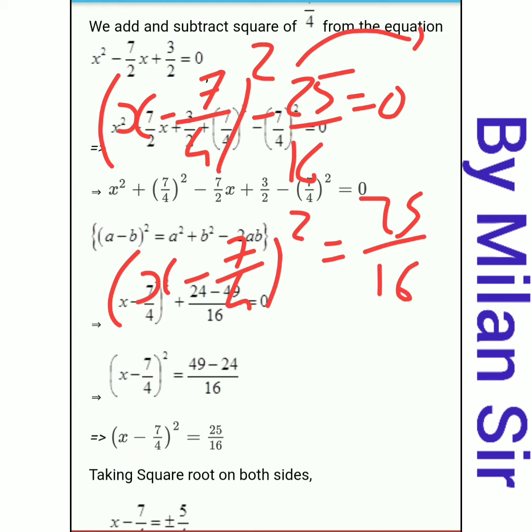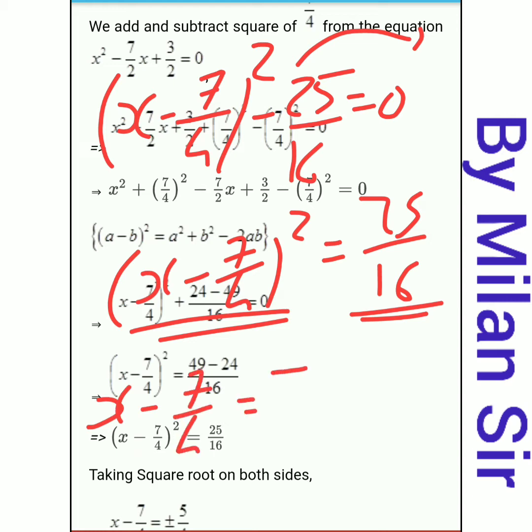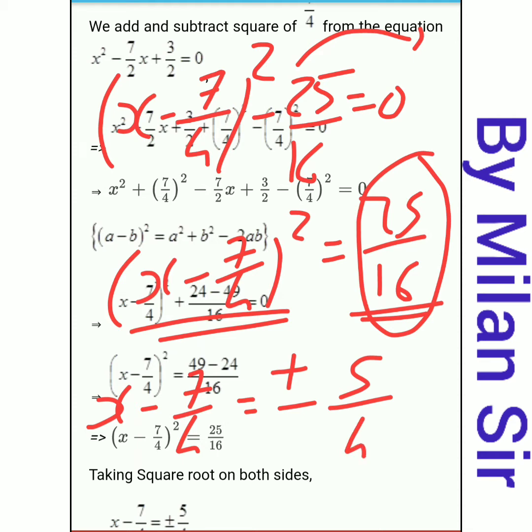Now what we need to do, we need to take the square root on both sides. Here we have (x minus 7 by 4) all square, so we need to take the square root on both sides. So x minus 7 by 4 is equals to, on the right hand side the square root of 25 is 5, and in the denominator the square root of 16 is 4. Here we need to put plus or minus.